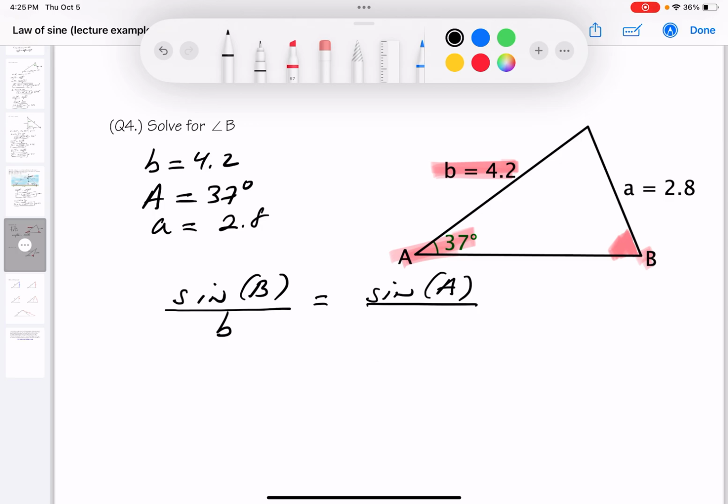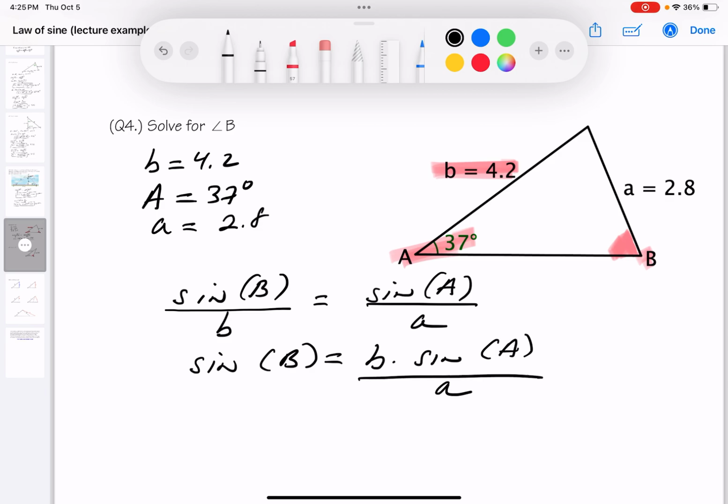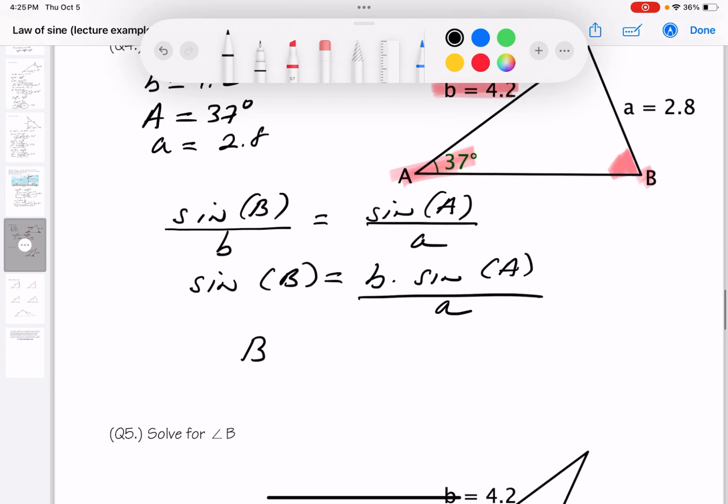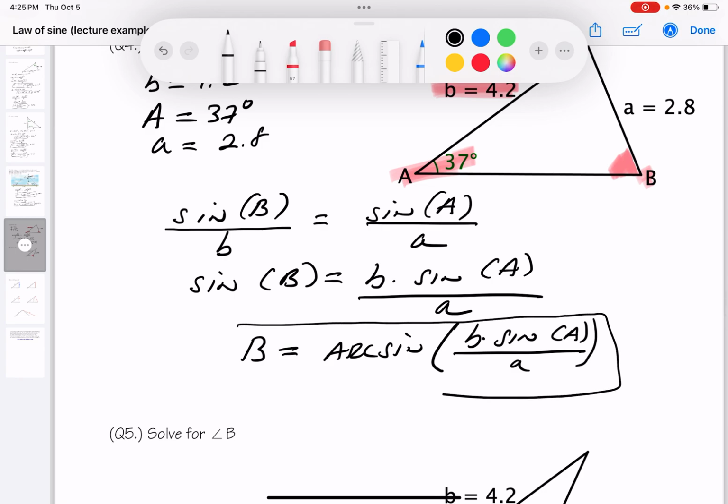So what goes over here? A. Now someone says, what are you looking for? We're looking for B, big B, by the way, that's the angle. That's going to be B times the sine of A over A. I'm going to put this down now. B equals arc sine of B times sine A over A. All right? Again, this is my exam. That would be the answer over there.